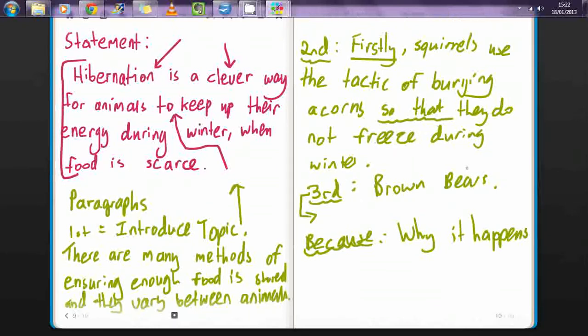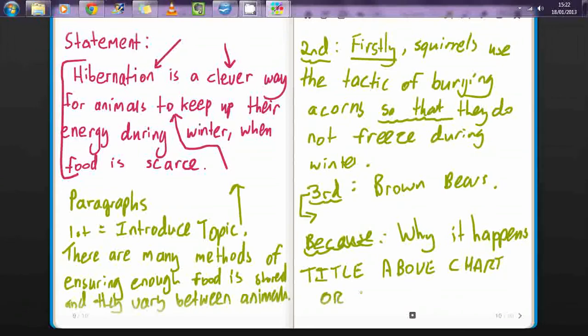Okay, so what else do we need for explanations? We can use charts, we can use diagrams. Okay, so you can use a chart. Yeah, the thing to remember is you need a title, and that means it goes above the diagram and the chart. Diagram. Okay. Alright.